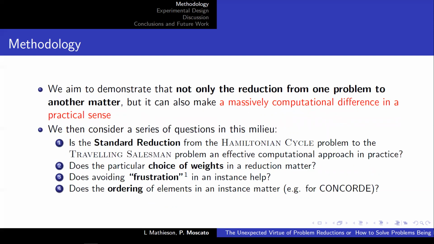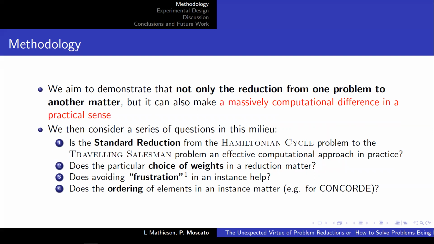So we aim to demonstrate that not only the reduction from one problem to another matters, but also that it can make a massive computational difference in a practical sense. So then we consider a series of questions to address the big question that we present to you. Is the standard reduction, the one that you have learned as an undergraduate, from the Hamiltonian cycle problem to the traveling salesman problem, an effective computational approach, or is there something better?